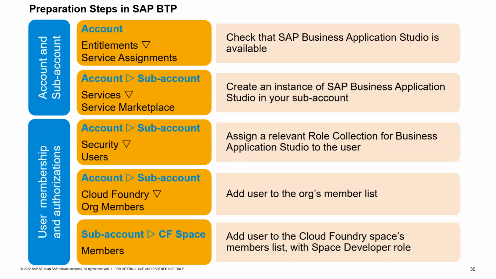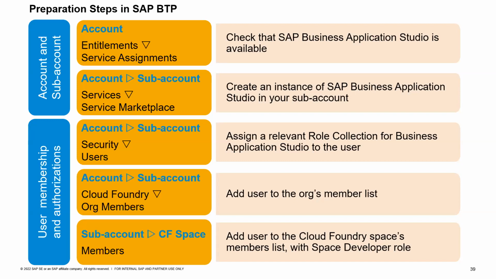Before using Business Application Studio, there are some preparation steps that we need to do. You have to subscribe to the Business Application Studio service at the BTP subaccount level, and you do this in the BTP cockpit. In the entitlements, you have to assign the Business Application Studio service. And then you have to create an instance of Business Application Studio in your subaccount.